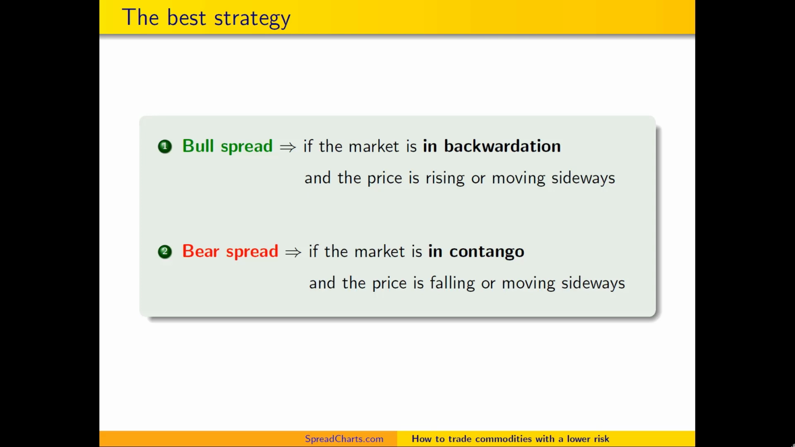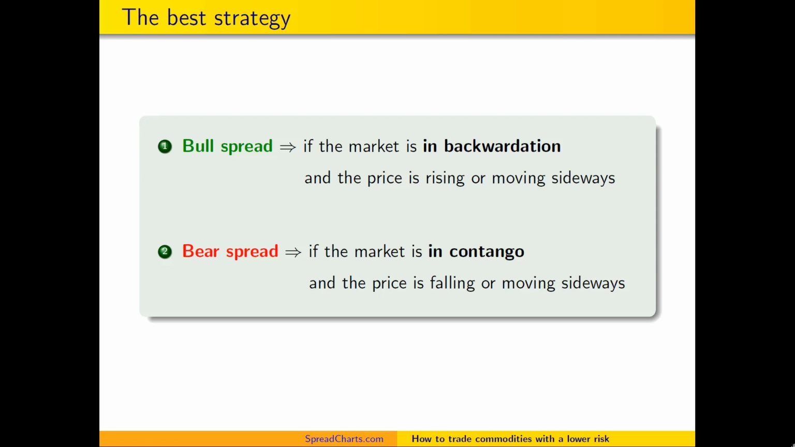Enough theory. Let's summarize the practical consequences for the bull and bear spread strategies. Besides the rising price of the underlying commodity, bull spreads perform the best when the market is in backwardation. That's the state when closer contracts are more expensive than the more distant ones. The term structure curve is downward sloping. Of course, we have to take the crops or seasons into account in physical commodities.